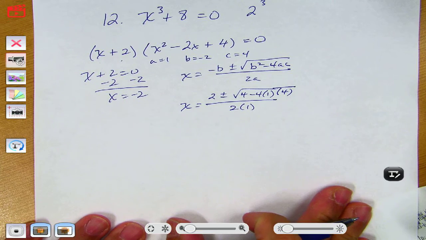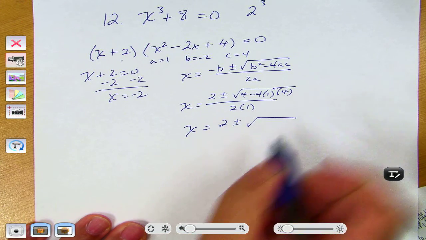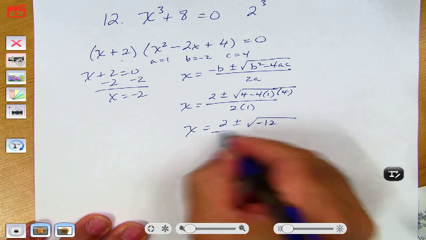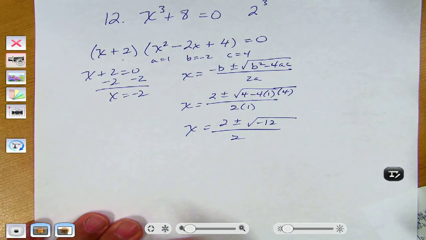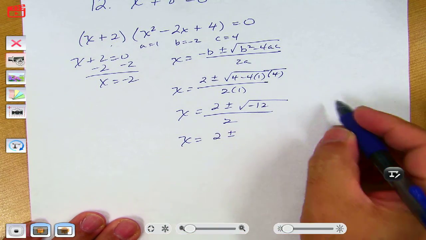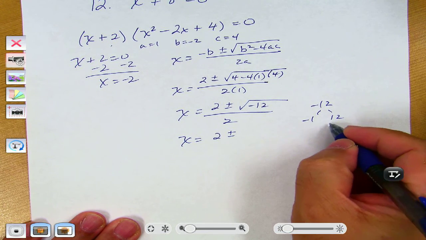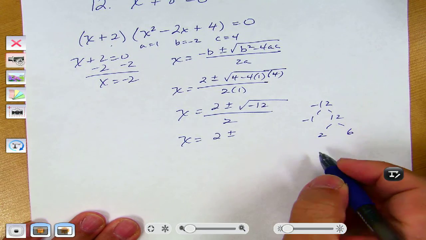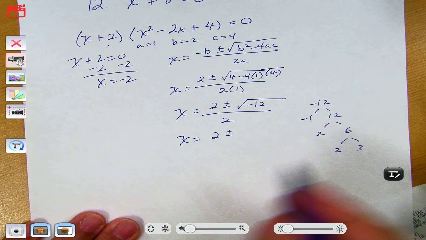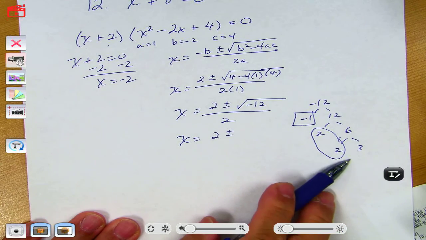All right, continuing. So it's 2 plus or minus square root. Go ahead and work that out. It's going to be 4 minus 16, or -12, over 2. Continue. -12 is -1 times 12. 2 and 6. 2 and 3. So you got a pair of 2's. You have a -1. You have a 3 left over.